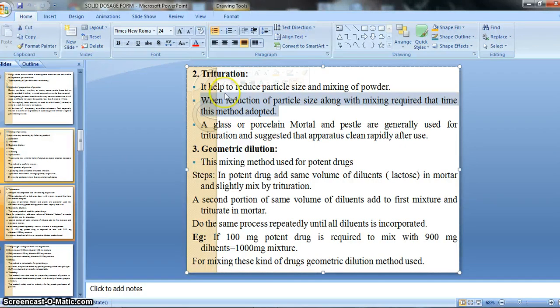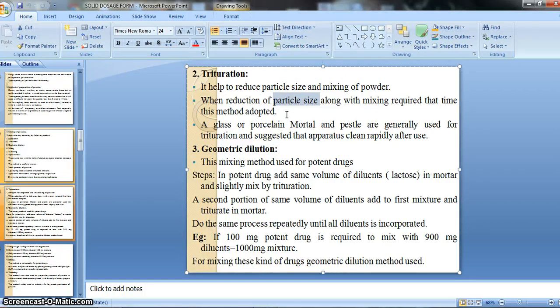And also, in powder dosage form, particle size matters a lot. Particle size plays a very important role. If the particle size is less, then the powder will be properly absorbed or distributed. That's why we can produce or achieve a desired pharmaceutical action. That's why particle size plays a very important role regarding the powder dosage form.